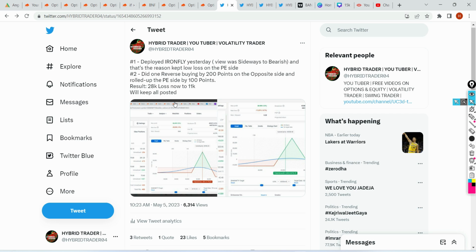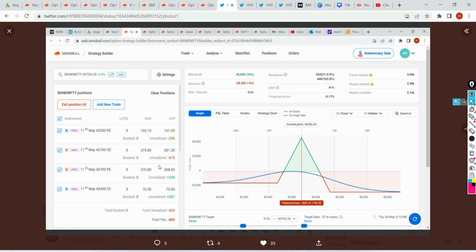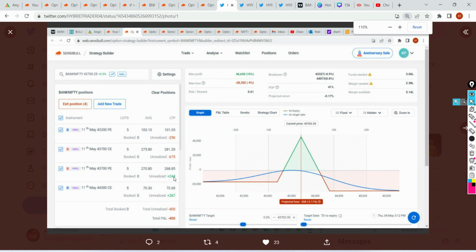If you look at this, guys, follow my Twitter channel so that you'll get all the explanation. But still, let me summarize. What I've done is simple. Let me zoom this out. I've deployed an Ironfly at 43,700 on 4th of May by just buying the edges. If you look at this Ironfly, it has low loss on the PE side because my view was bearish. Simple, guys, my view was sideways to bearish.